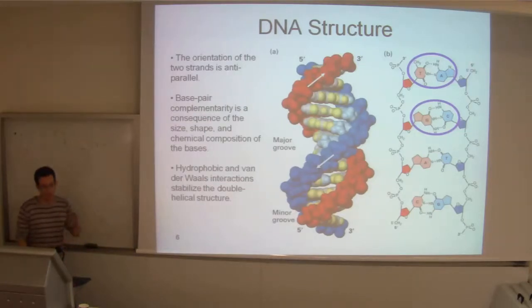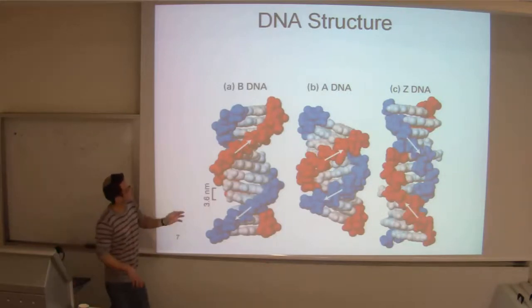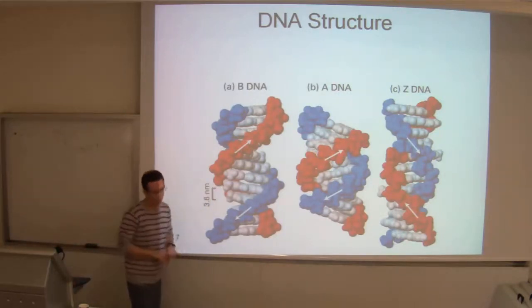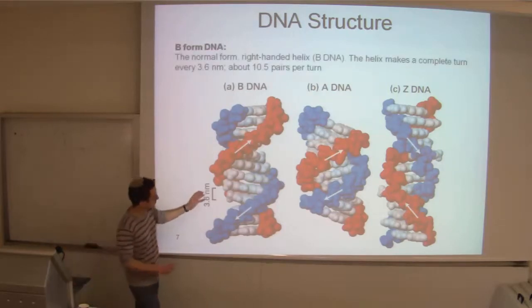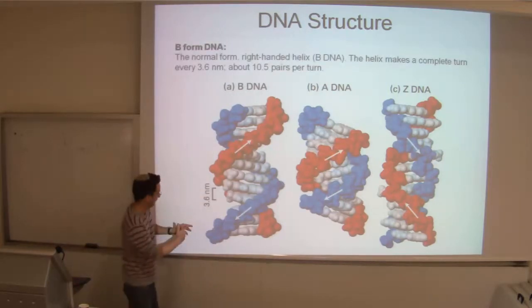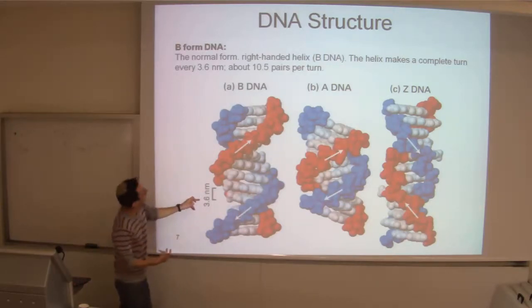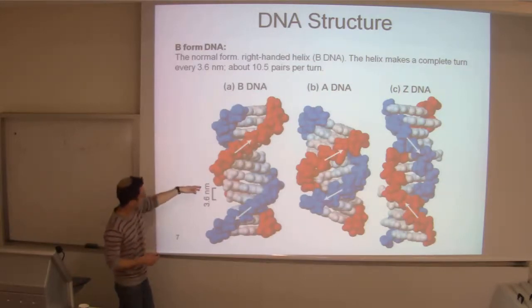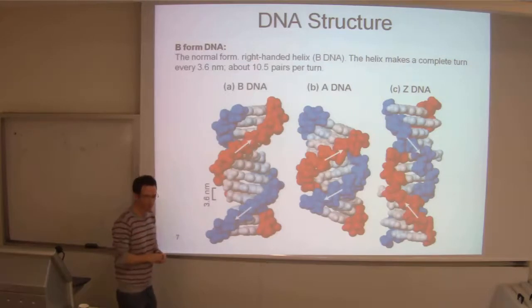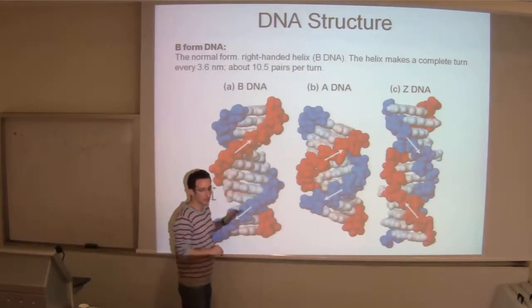This is the classic canonical structure of the DNA which you will find in any cell, and you'll call it the B-DNA structure. You can characterize it just a bit. You can measure its diameter. It performs a complete turn every 10.5 base pairs, which are 3.6 nanometers in length. So this is the B-DNA, again the canonical one.